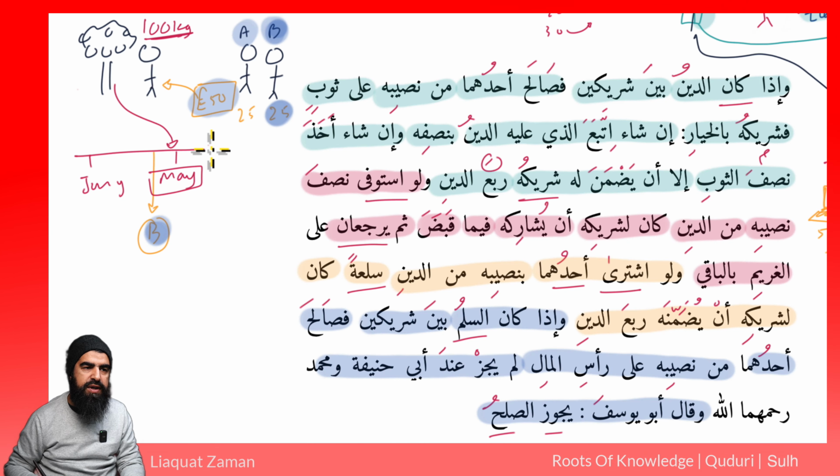So Abu Yusuf and Muhammad, Abu Hanifa and Muhammad, they actually say it's pending on the permission of A. If he allows, so does he allow this sort of negotiation to go through or not? Yes or no? If he allows it to go through, then it's fine. He takes that. If he doesn't allow it to go through, then it doesn't go through. Right? And Imam Abu Yusuf rahimahullah, he says that yes, it does go through.